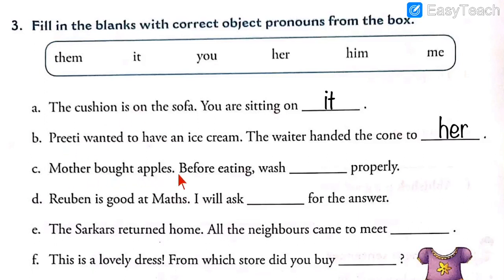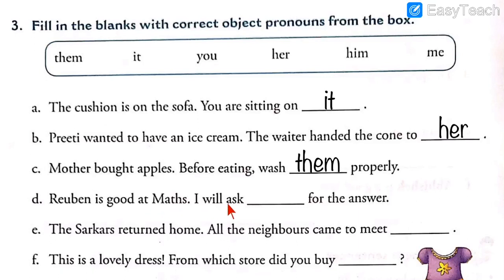Number 3. Mother bought apples. Before eating, wash dash properly. Now mother bought many apples. See, apples means more than one. So for more than one we can use the pronoun them. Because apples are more than one. They are in plural form. You see S is given. So we use the pronoun them. So here is answer number 3. Mother bought apples. Before eating, wash them properly. Here them refers to apples.